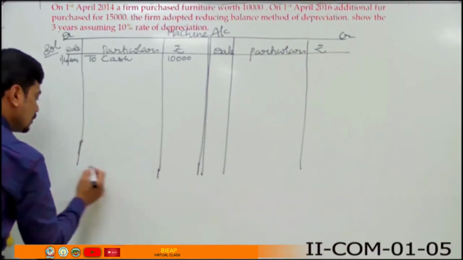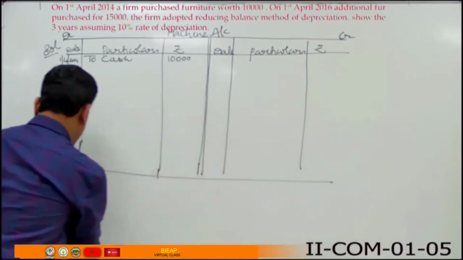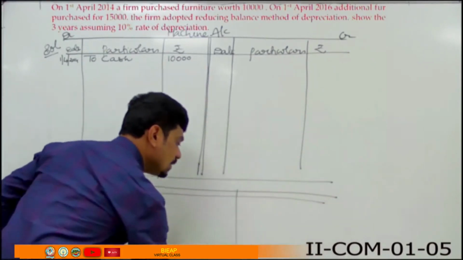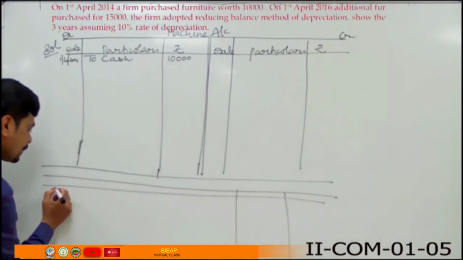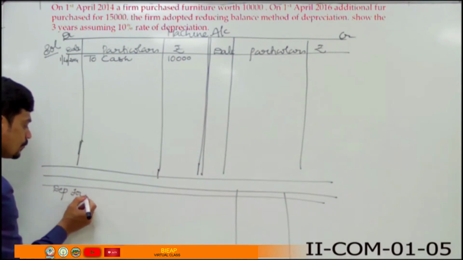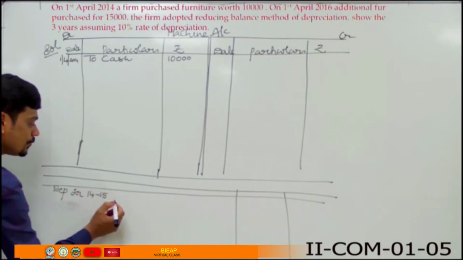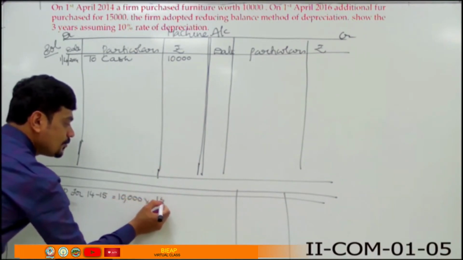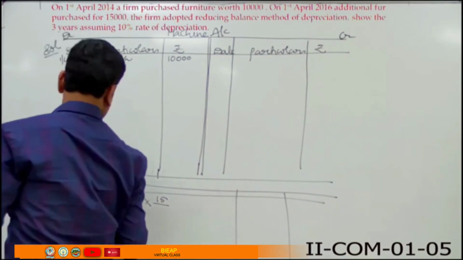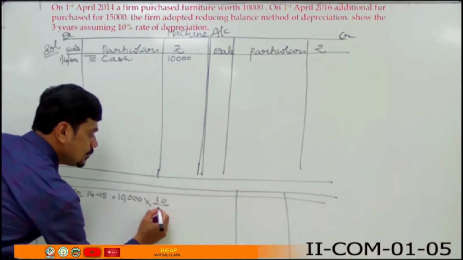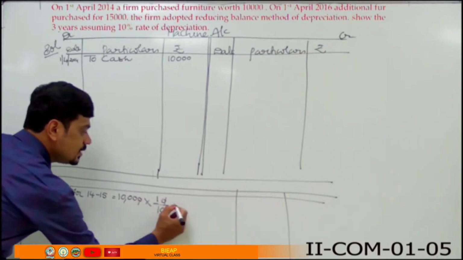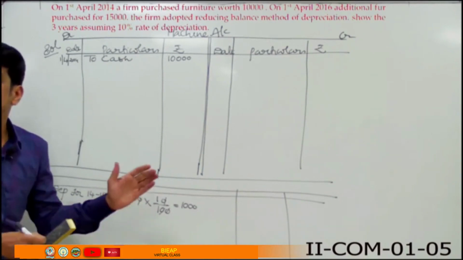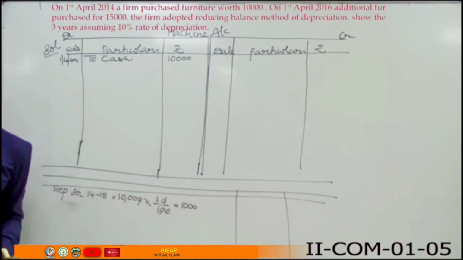So let us see the working. Here I am writing depreciation for year 14 to 15. How much is the amount? 10,000. Rate of depreciation is 10%. So 10 by 100, if I cancel, it comes to 1,000 rupees. Don't write per annum because the amount of depreciation will change every year.